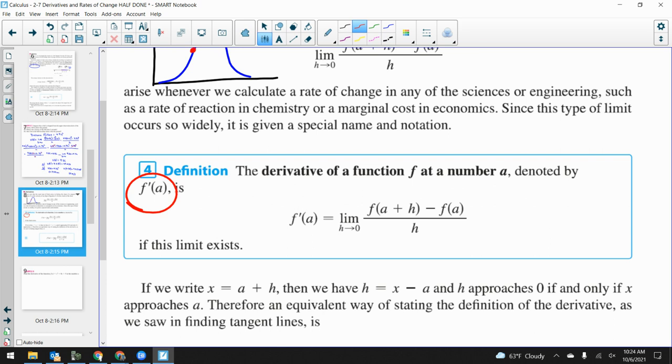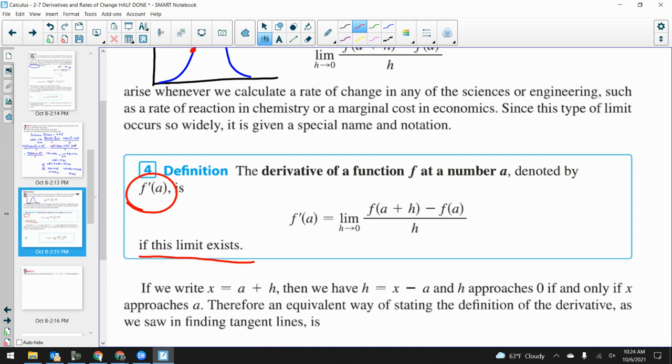It's the limit as h goes to 0 of f of a plus h minus f of a all over h, which is also equivalent to f of x minus f of a all divided by x minus a as x goes to a, as long as the limit exists. That's an interesting statement right there. We're going to talk about when things are differentiable. That's the correct word to use. If the limit does not exist, we would call something not differentiable at that point, okay?